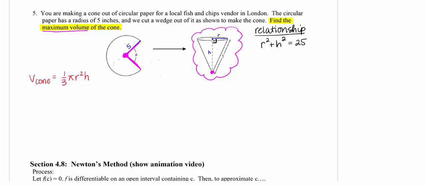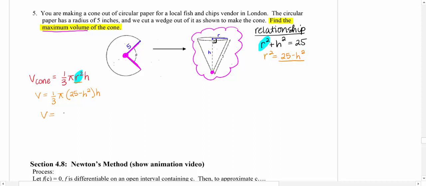So I go back over to my relationship, and what I hope you can notice here is that your formula for volume has an r squared, and your relationship has an r squared. So I can solve my relationship equation for r squared. Again, I don't need to solve all the way for r. If this is how much r squared is, I can put that in place of r squared in my volume formula, because r squared is the same thing as r squared. So r squared is 25 minus h squared.